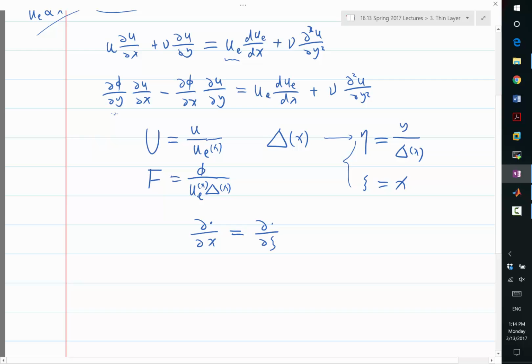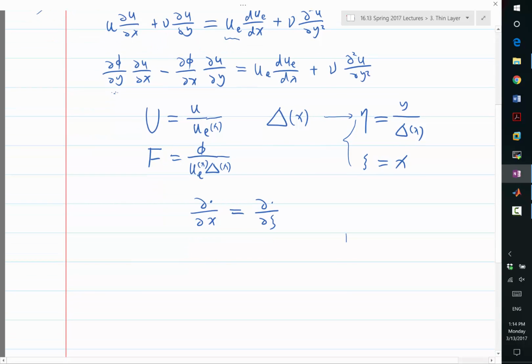A very often mistake I see is that xi is equal to x, so partial x has to be equal to partial xi. That is not the case. Why is it not the case?